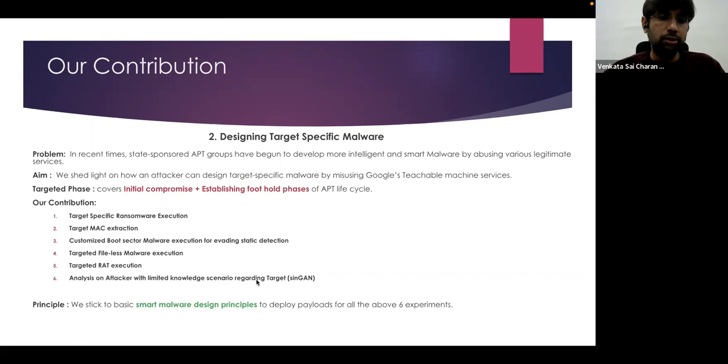We have executed various payloads using this mechanism, and this is currently under review. We have done some 6 experiments using these smart malware design principles. So this is the high-level work which we have done here.